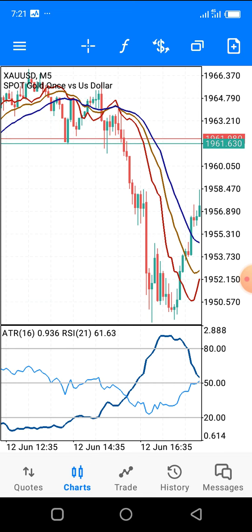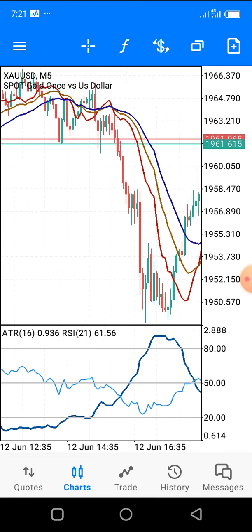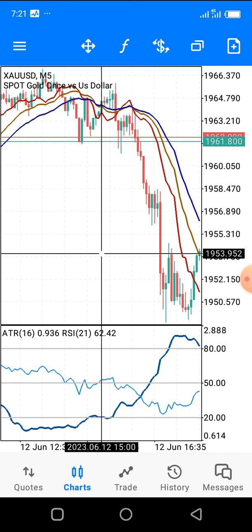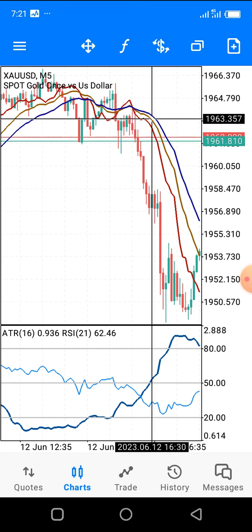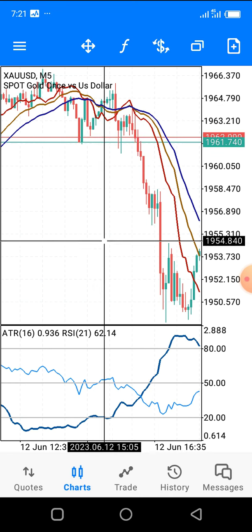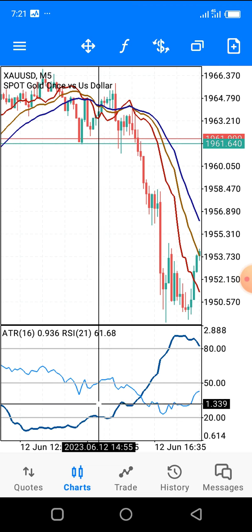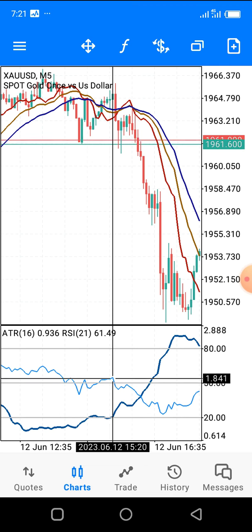As you can see on the screen, you can see gold. I'm going to start by explaining these indicators on the screen to you. On the screen here, I have the moving averages. You can see 3 different periods of moving averages on my screen. And in the indicator window right here, I have my ATR and my RSI indicator.